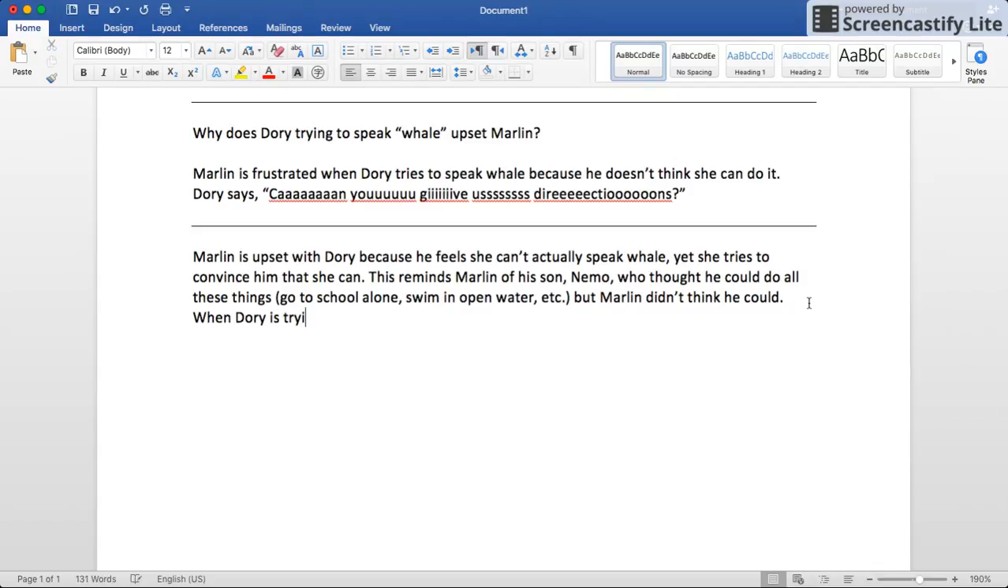So what I'm doing right here is I'm setting up the quote a little bit. I also noticed in some answers, we just kind of threw the quote in. So it's helpful to give a little context, in other words, a little background to the quote so that the person viewing your answer understands where you got this quote. So when Dory is trying to explain that she can speak whale, Marlin yells, and this is a direct quote, "No, you can't.